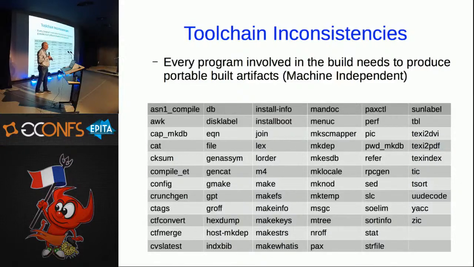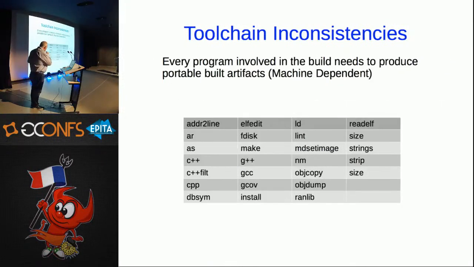Machine-independent means that no matter what the architecture is, I need those tools, and they have to produce cross-architecture independent builds. Then we have the tools that are machine-dependent, which is basically your standard tool chain, assemblers, linkers, etc. You will notice that make is both machine-independent and machine-dependent. That's because make knows about your current architecture, and this make is the shell script wrapper that is architecture specific, where the other one is the architecture neutral.